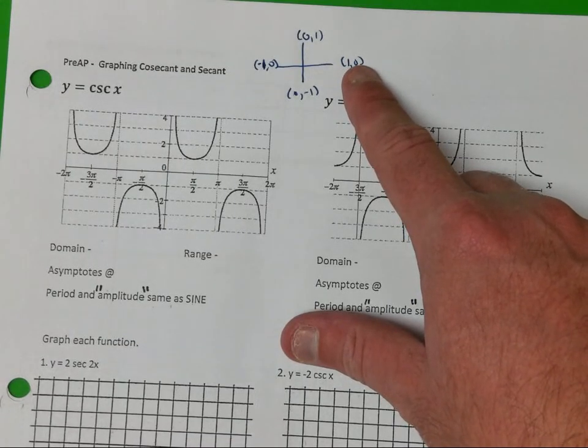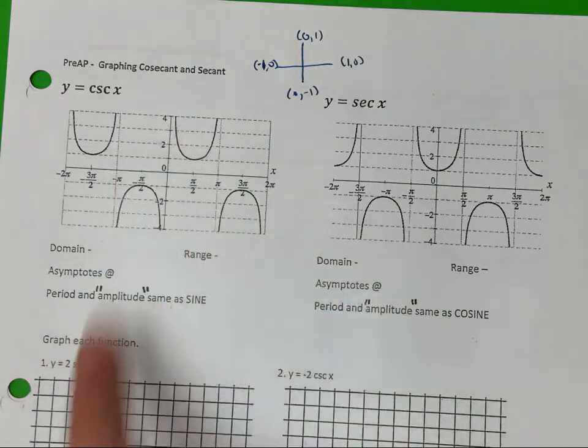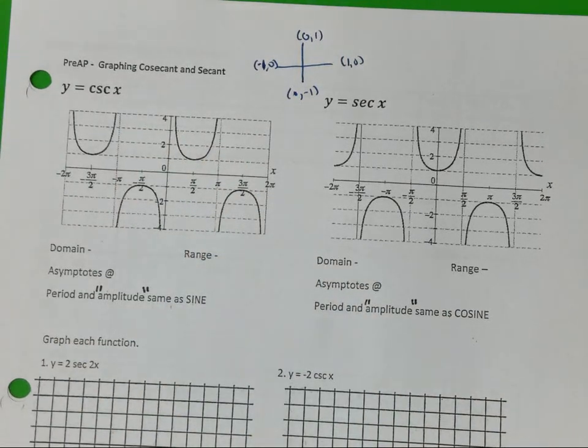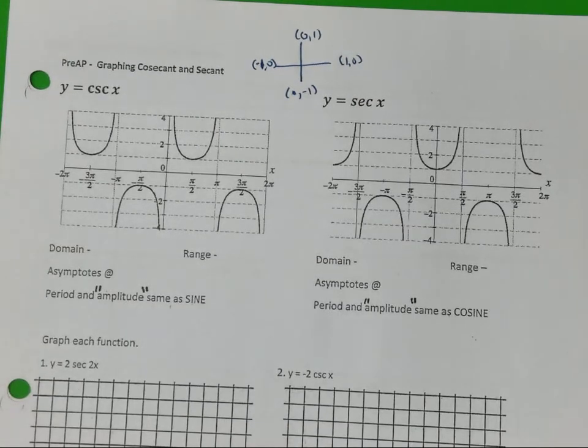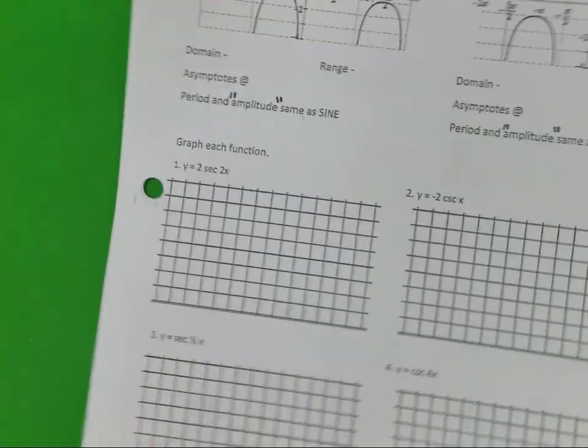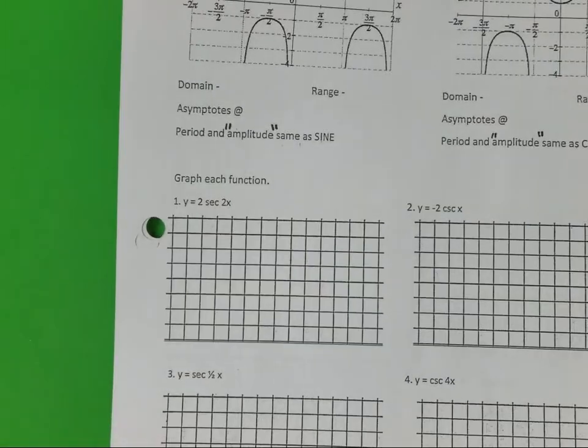Sine is 0. If I was to find cosecant of 0, that's 1 over 0. That would be undefined. And when there's undefined in a graph, there's asymptotes sometimes. So there's asymptotes present there. So we're going to get down to 1, 2, 3, and 4. So let's look at number 1. Like I said, these are very, very easy.